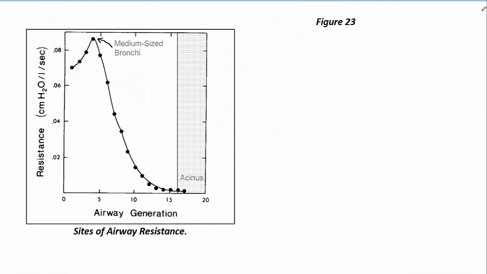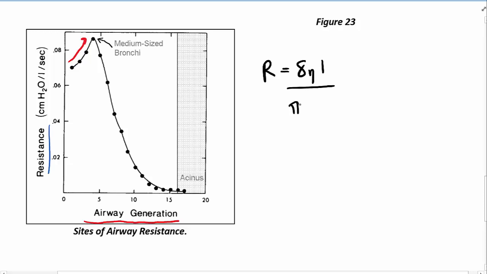So here we're looking at resistance on the y-axis, and on the x-axis we're looking at airway generation, so the progression through the airways, through the respiratory system. And what we see is very interesting. We see an initial increase in resistance, and that's at generations 2, 3, and 4. This is because resistance is, if we draw it out here, 8 viscosity length divided by pi r to the fourth power.